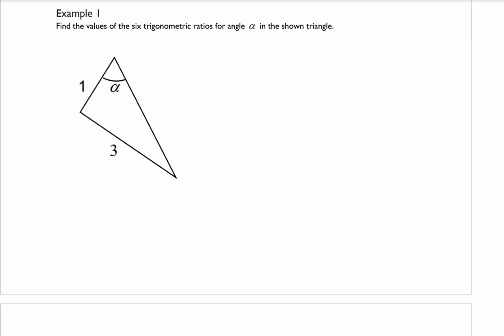Example 1 says, find the values of the 6 trigonometric ratios for angle alpha in the shown triangle. So the first thing that we want to do is locate our angle, and our angle's happening right here, and our angle is called alpha. And from there, we want to identify which side length has which title. And so this we know is the hypotenuse.